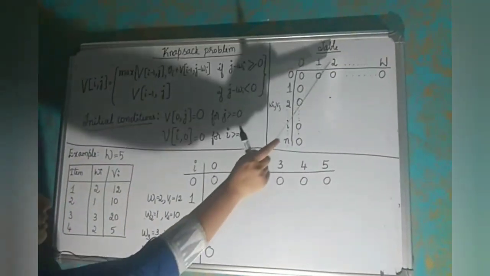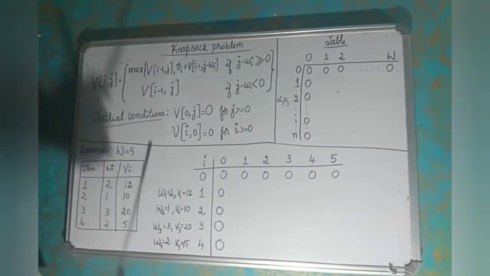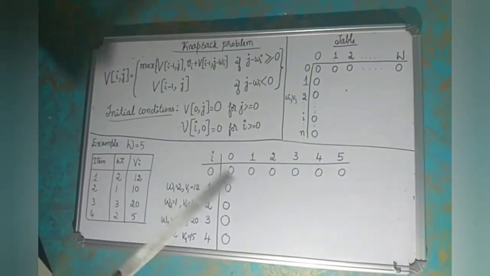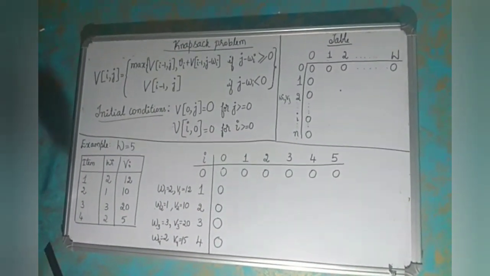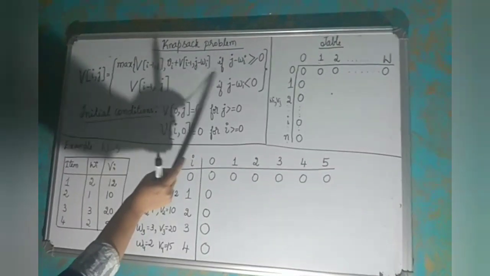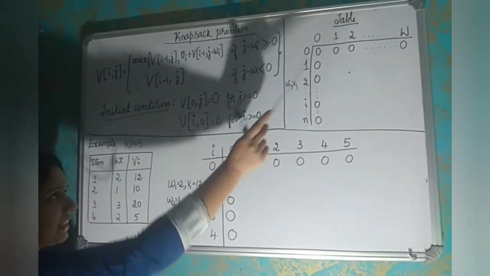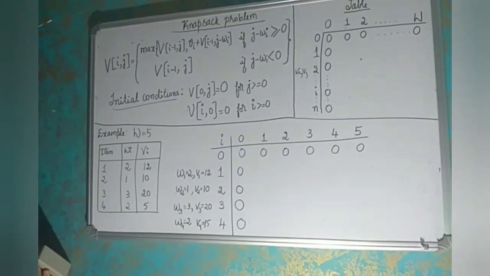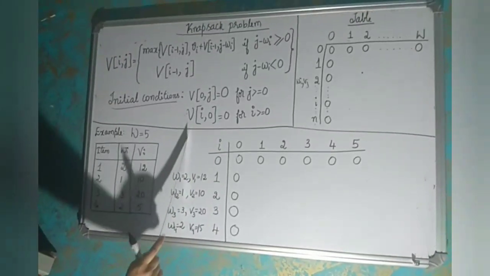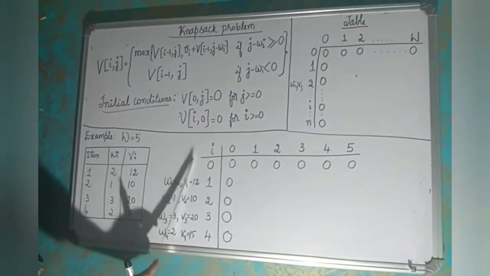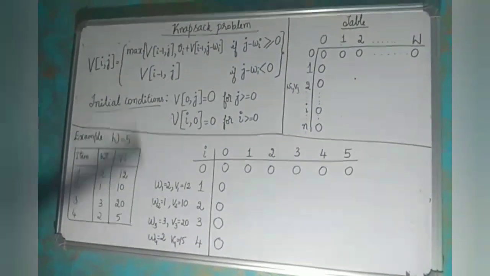J is nothing but the weight we are representing in each column. So j minus Wi is nothing but, when you don't consider this weight, what was the previous weight? That is j minus Wi. J is the previous weight. For example, consider j is 2 and Wi, the weight of the first item, is 1. Then j minus Wi is 2 minus 1, that is equal to 1.